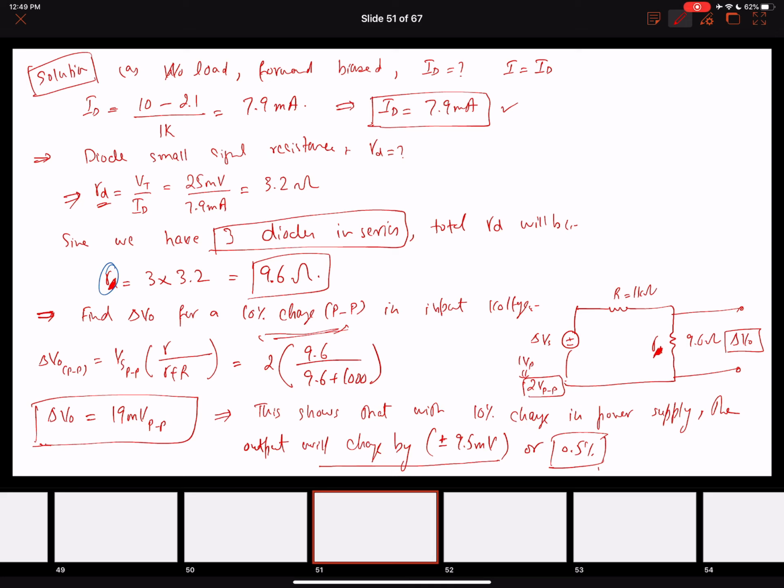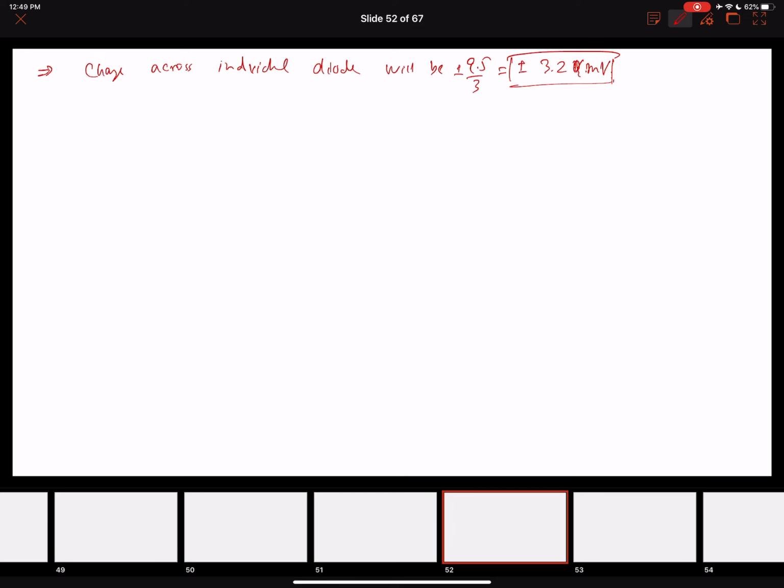So we realize that this works as a pretty good voltage regulator. For a 10% change in the supply voltage, we are going to have a very small output change, around 0.5%, across all the three diodes. Across all the three diodes, it is 9.5 millivolts peak and 19 millivolts peak to peak, and across an individual diode, it is 3.2 millivolts peak change.